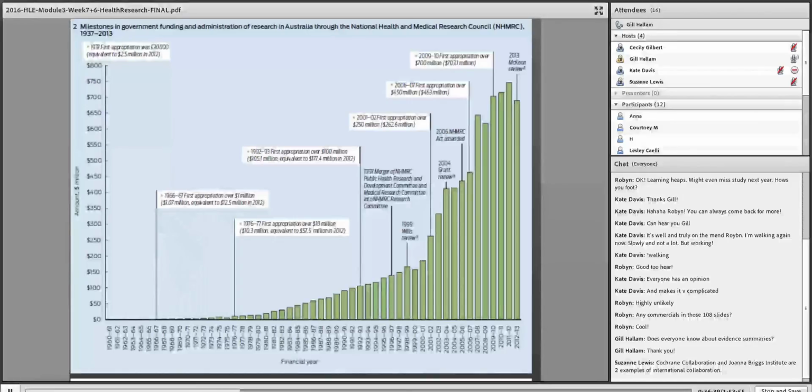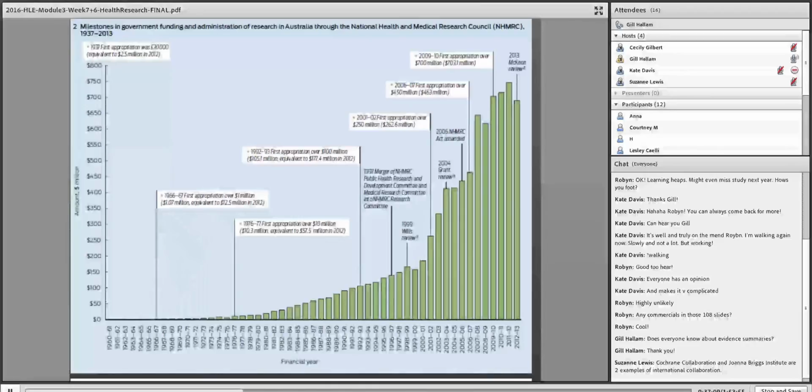So at the very right, down at the very beginning, it's probably very small on your screen, but it goes back to 1937, and it says that the first appropriation into research funding was £30,000, as it was at that stage, which was equivalent through inflation, etc., to about $25 million. And now we're talking that it's up in the $800 million, so a huge increase over the historical period.